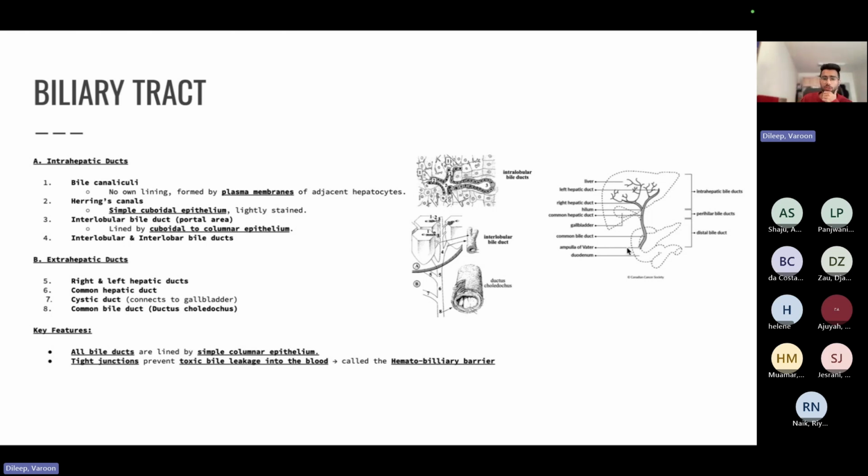And so the main feature of all of these is that they are lined by the simple columnar epithelium, and between all of the epithelial cells, you have structures called tight junctions. What they do is prevent the leakage of the toxic bile into the blood. And the term we call this is the hematobiliary barrier.